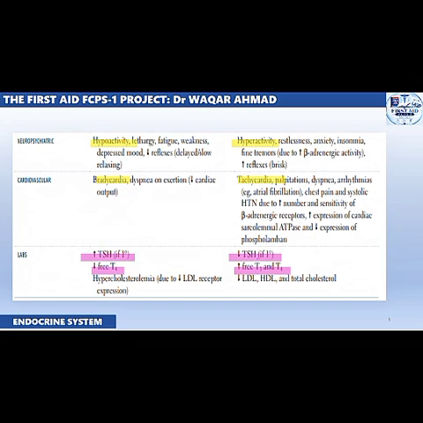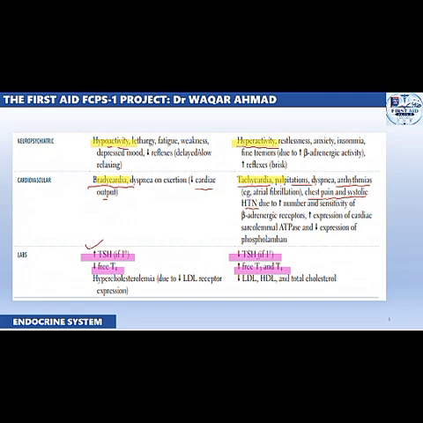Now, as we discussed, a hypothyroid patient will be hypoactive, whereas a hyperthyroid patient will be hyperactive. The cardiovascular signs and symptoms: hypothyroidism will present with bradycardia and decreased cardiac output, whereas a hyperthyroid patient will present with tachycardia, palpitations, arrhythmias, chest pain, and systolic hypertension. Now very important to note is the first line investigation in both hypo and hyperthyroidism is TSH.